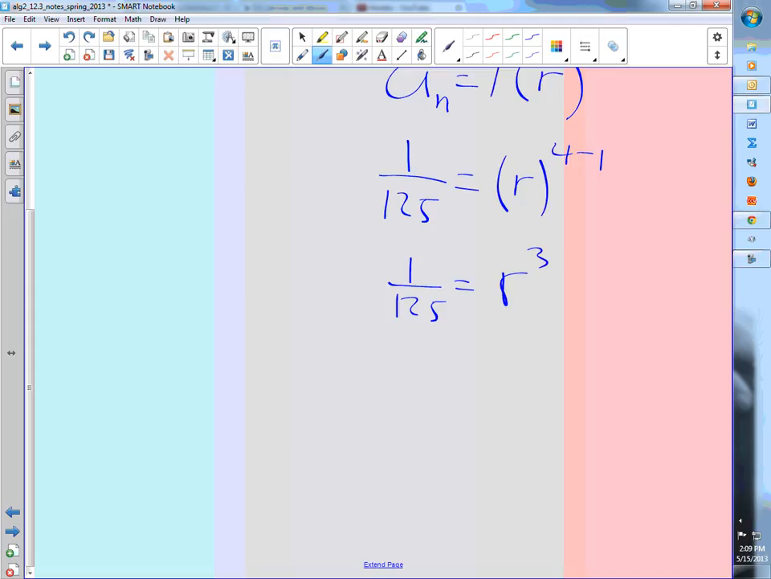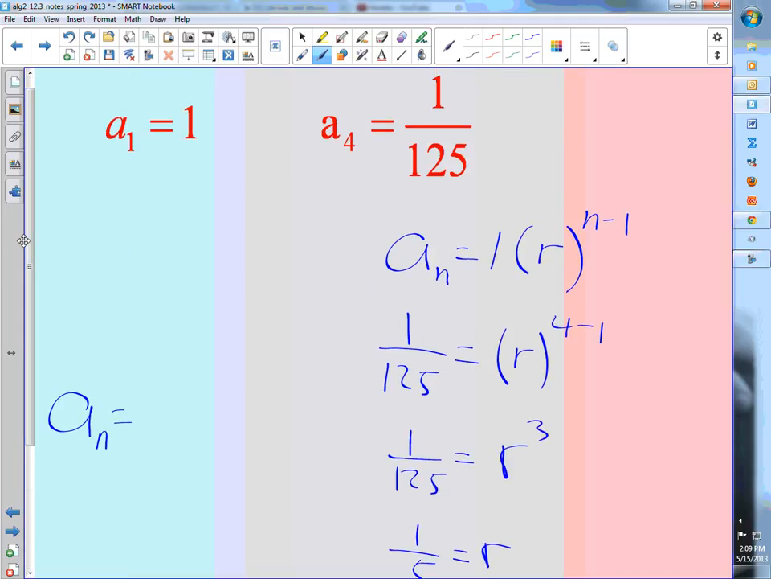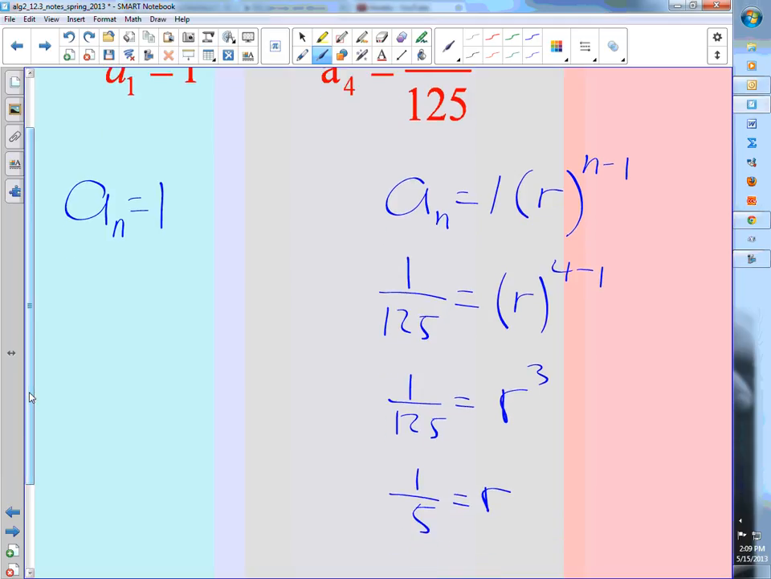Arthur? 1 over 5 equal to R. Matt, what's the A sub n formula going to be then? Go up a little higher for it. It'd be 1 times 1 over 5. What are those two things doing? So I'm going to put that in parentheses. And then to the n minus 1, very good.